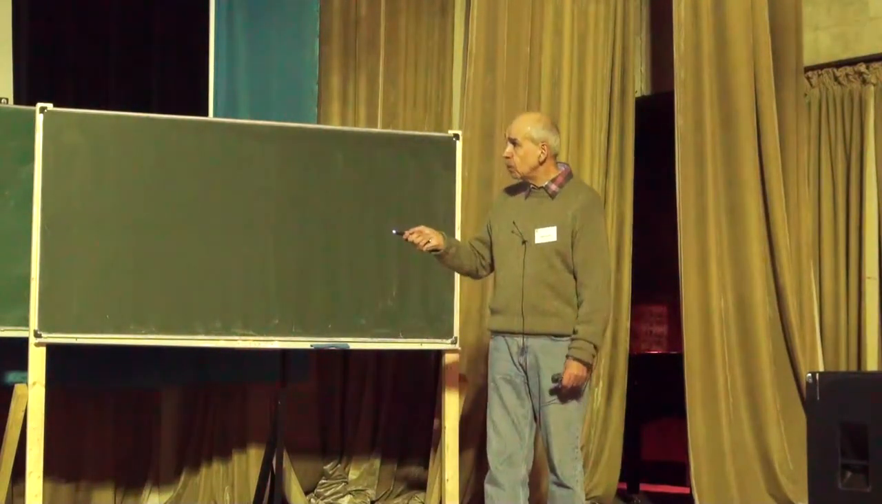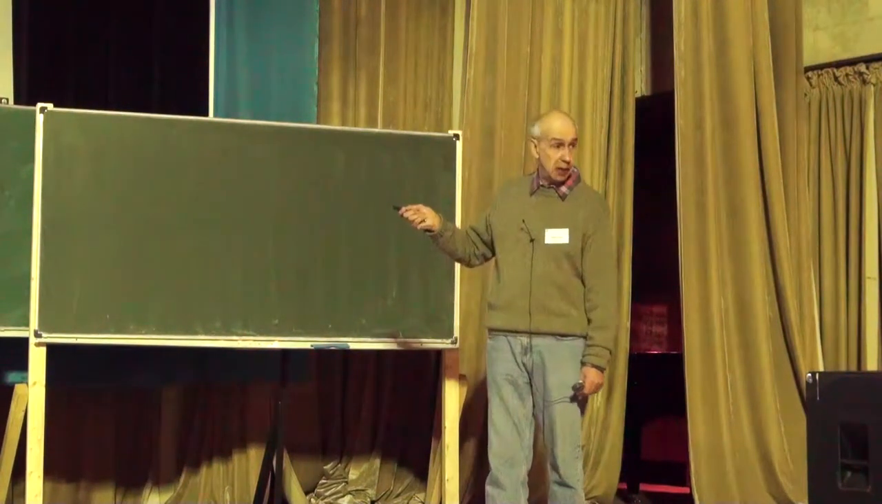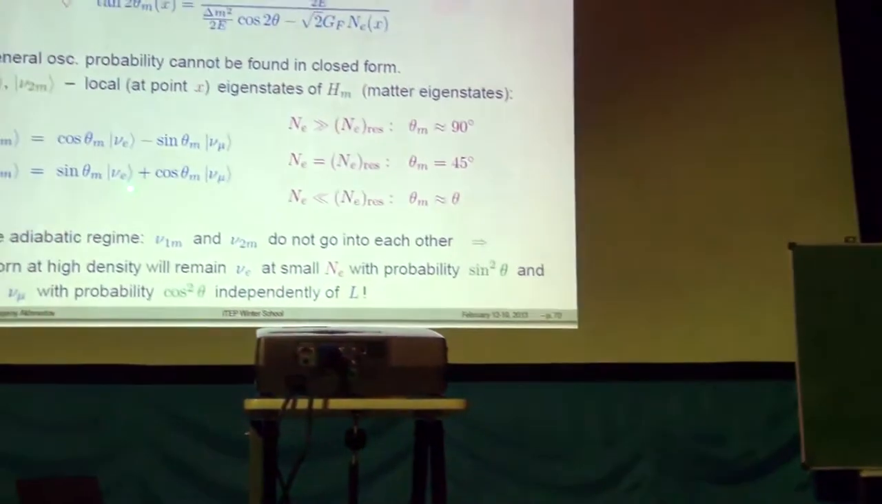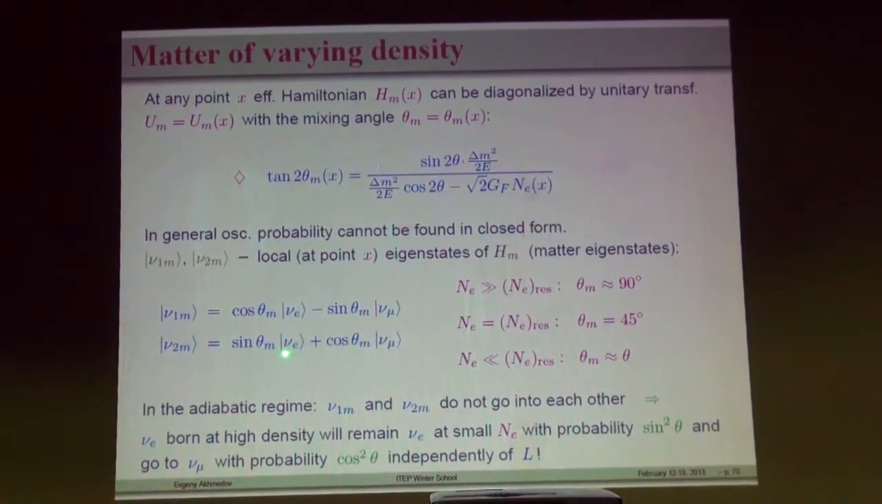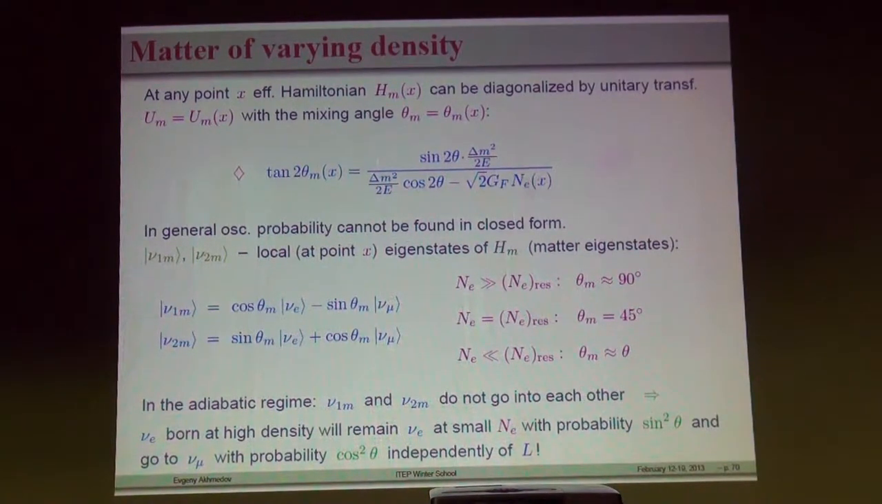However, its composition with respect to flavor states changes because the mixing angle is a function of the coordinate. So when an electron neutrino propagates from very high density to low density, it still remains in the matter eigenstate nu 2, but instead of being always an electron neutrino, it becomes a superposition of nu e and nu mu, and at very small density, the weights of nu e and nu mu in this case are just given by sine squared and cosine squared of the mixing angle in vacuum, because we now consider the neutrino to be at very low density. So if the mixing angle in vacuum was small, this would mean that the probability of the electron neutrino to remain itself is very, very small, given by sine squared of theta, the mixing angle in vacuum.